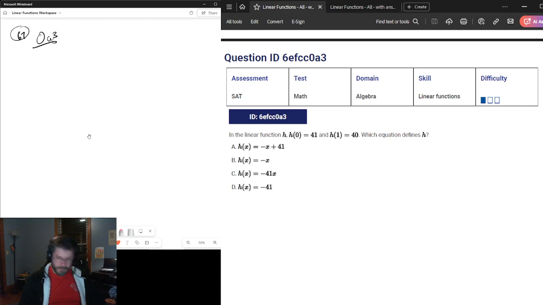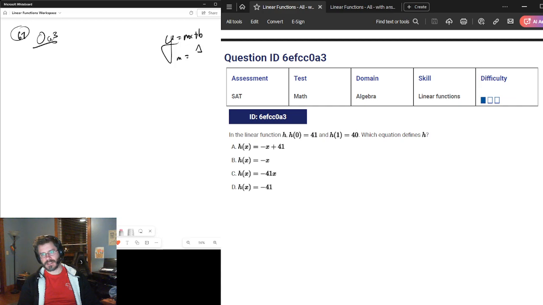As always, we want to start by reviewing our definitions. With linear functions, we are dealing with the formula y equals mx plus b, where m is our slope. We can understand that to be change in y divided by change in x, and b is our y-intercept, where x equals 0. We may also run into standard form, ax plus by equals c, where slope is negative a over b, and y-intercept is c over b.